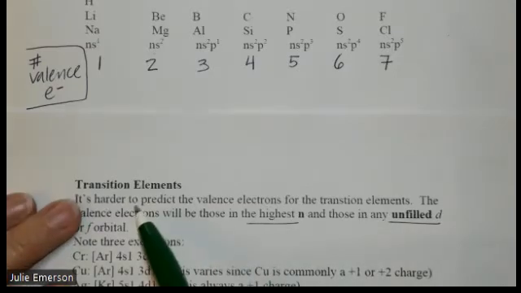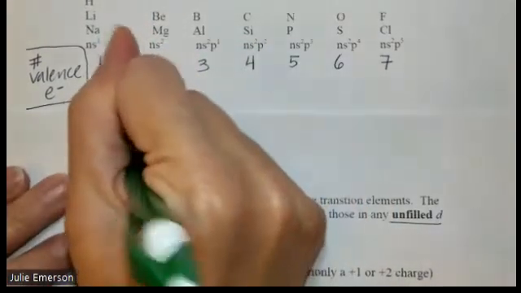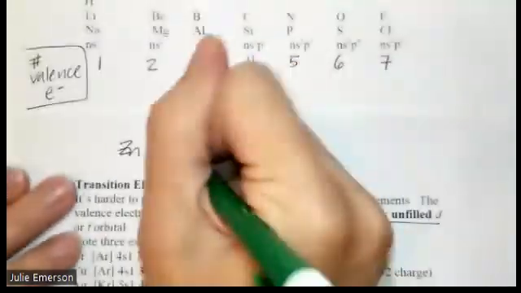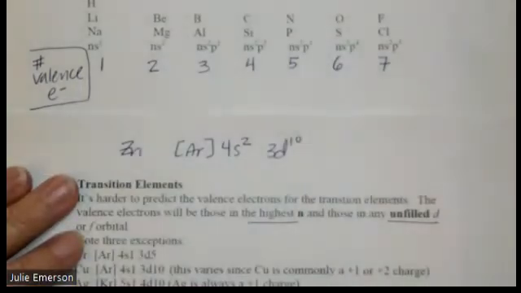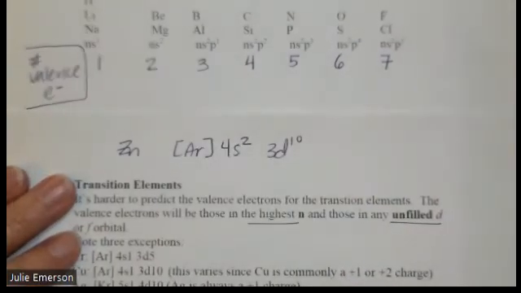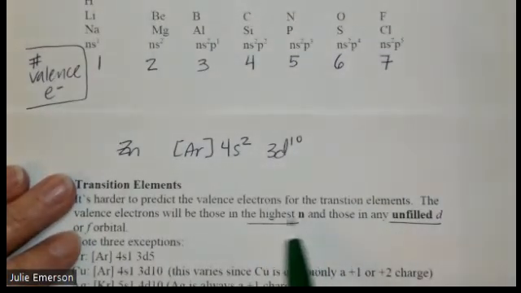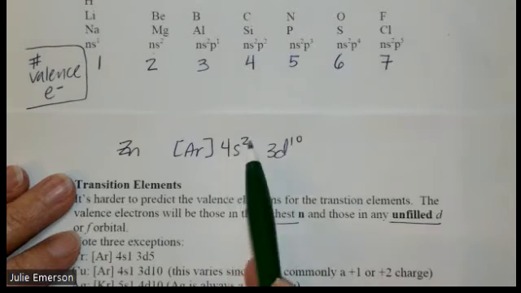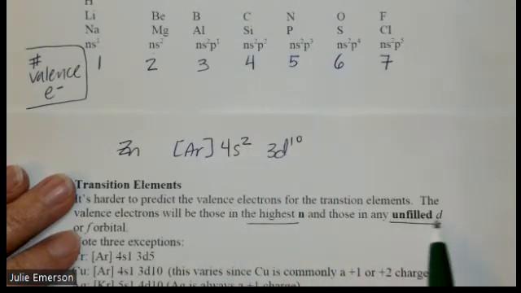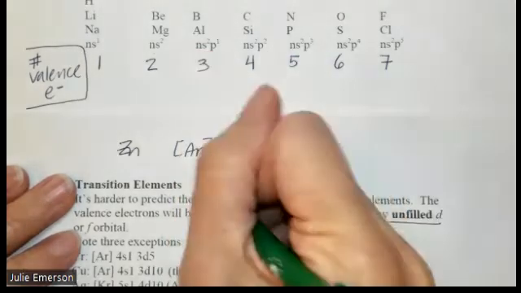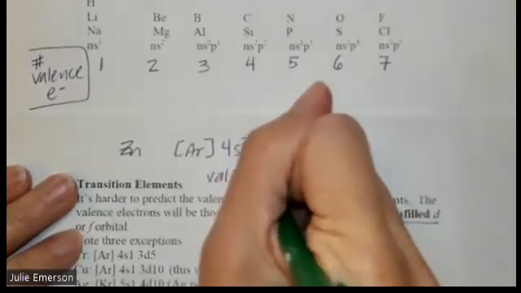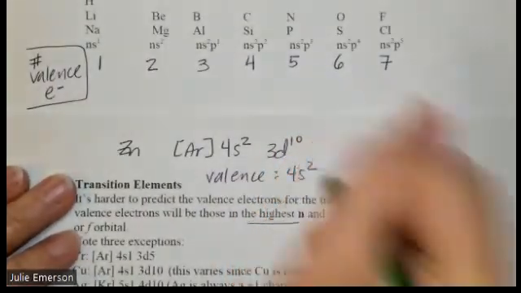Now let's talk about zinc. Okay, so if we look at zinc, zinc has an argon core, and then it has 4s2 and 3d10. All right, so now what, right? It says the highest n, so there's my 4s2, and any unfilled d. But this one, the d is filled. So for zinc, the valence electrons here is only the 4s2.